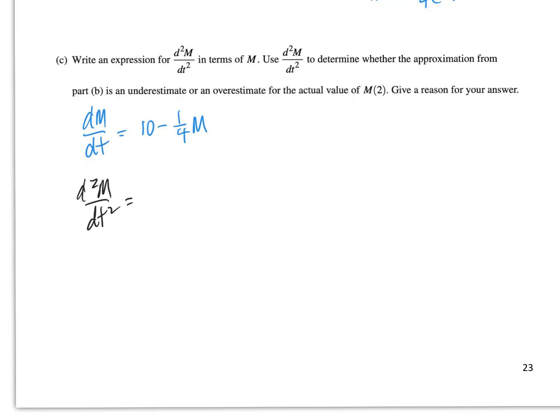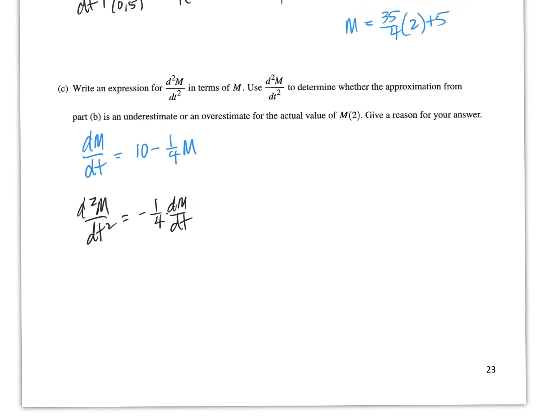What's the derivative of 10? 0. Be careful, be careful. What is the derivative of negative 1/4 m with respect to time? Negative 1/4 dm dt. So good, buddy. Don't forget that negative. Negative 1/4 dm dt. Will Turner, so good. If you struggled with that, what's the derivative of negative 1/4 x? Oh, negative 1/4. But then we do have to do the dm dt. Very good.